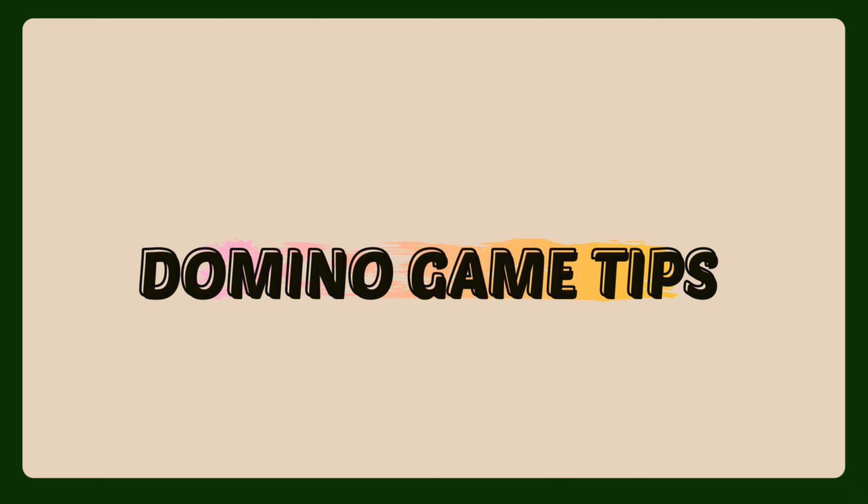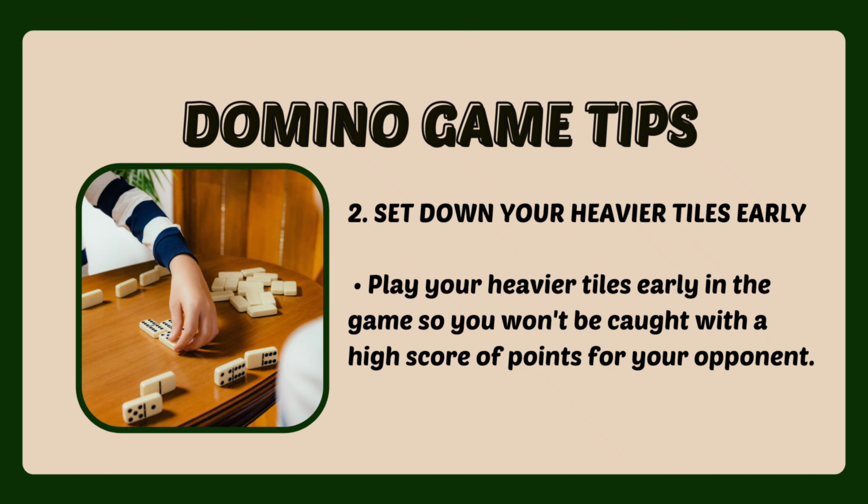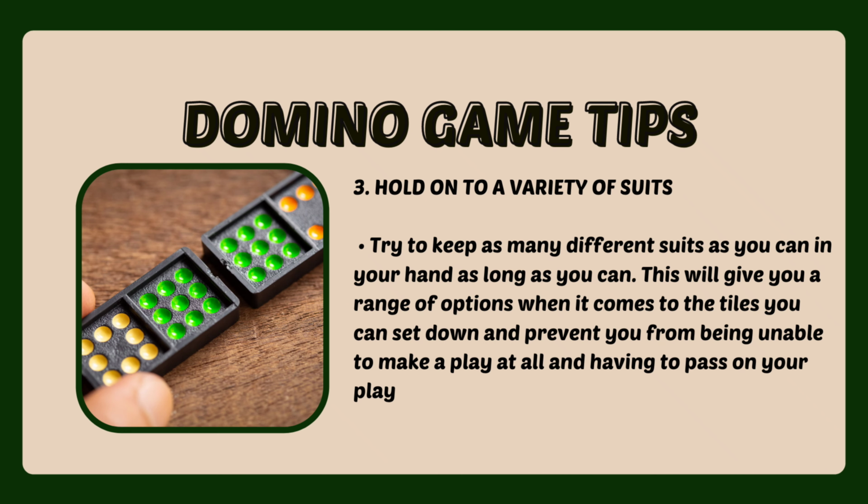Domino game tips. Set down doubles early. Do not get stuck with doubles. Lay them down early in the game or whenever you have the opportunity. Set down your heavier tiles early. Play your heavier tiles early in the game so you won't be caught with a high score of points for your opponent. Hold on to a variety of suits. Try to keep as many different suits as you can in your hand for as long as you can. This will give you a range of options when it comes to the tiles you can set down, and prevent you from being unable to make a play at all and having to pass on your play.